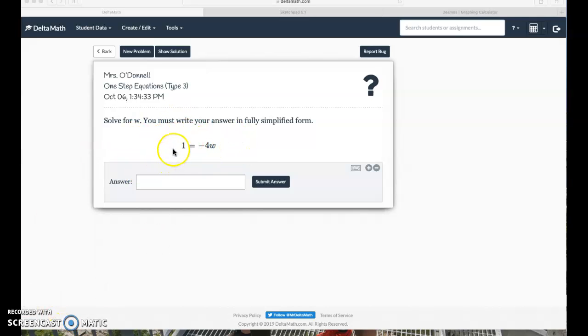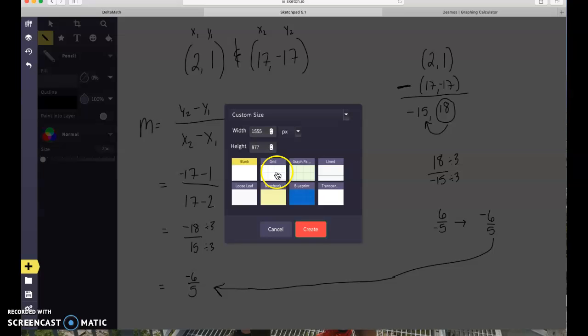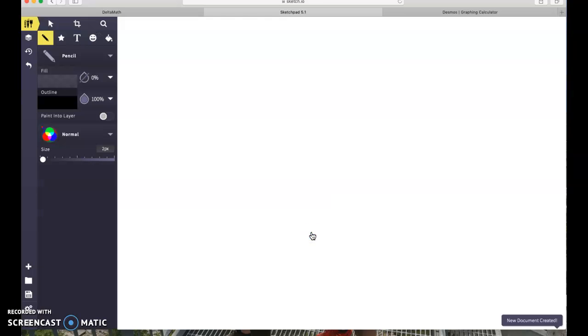Okay, so now I've talked your ear off for a minute and a half. Let's actually solve this problem. 1 equals negative 4w. Let's see here. We want to show all of our work. So 1 equals negative 4w. And I know that when a number and a letter are smushed together, they actually are being multiplied. I also know that when I'm solving, I want to use reverse order of operations, so D, M, E, P, and I want to undo or use my inverse operations, right?